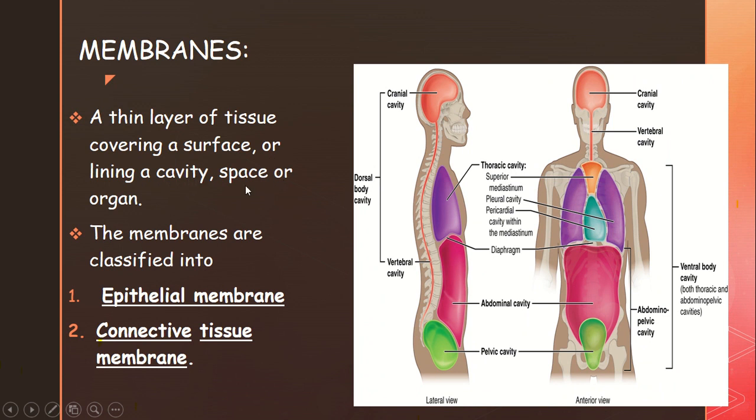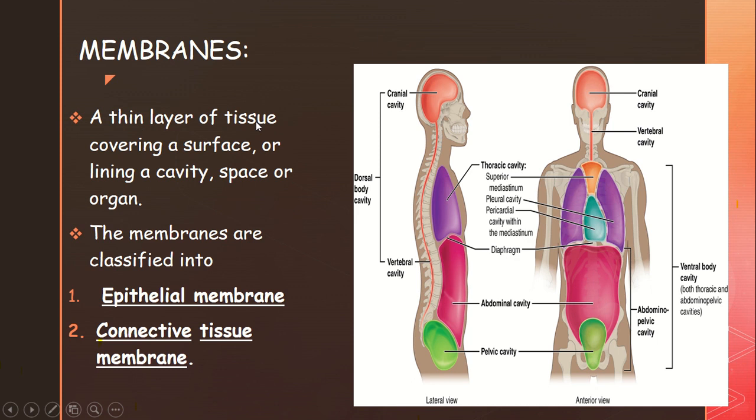What are the cavities present in the body? The cranial cavity, where the brain is present, and the vertebral cavity, where the spinal cord is present. The thoracic cavity, where the lungs are present, the abdominal cavity, where the abdominal organs are, and the pelvic cavity, where the pelvic organs are present. So these are the cavities where the membranes are lining.